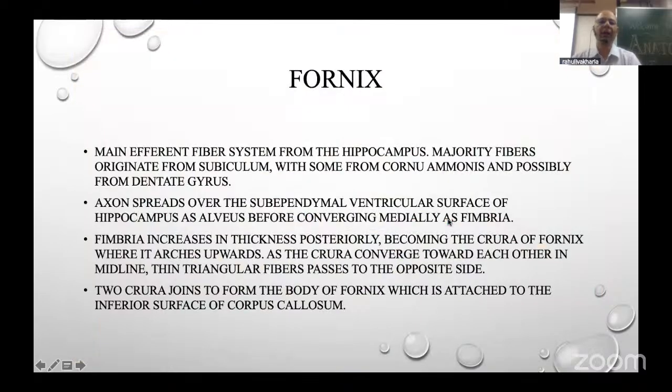Okay. Now, coming to the fornix, what is the fornix? The fornix is the main efferent fiber bundle of the hippocampus. All the major fibers usually arise from the subiculum and from the cornu ammonis and possibly from the dentate gyrus, and it is spread along the ependymal, subependymal ventricular surface. Okay, so the fimbria increases in thickness posteriorly and it forms the crus. Let me show you that.